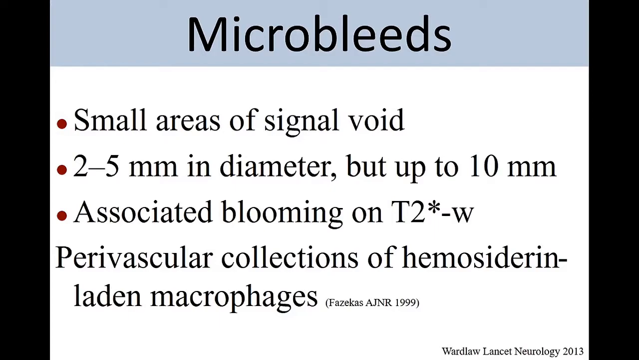We mean by that small areas of signal void, about 2 to 5 millimeters in diameter, but not more than 10, and they are typically associated with blooming on T2 star or on SWI images. They are seen to be a perivascular collection of hemosiderin-laden macrophages. There are some papers which showed the correlation with the histology, but not many.